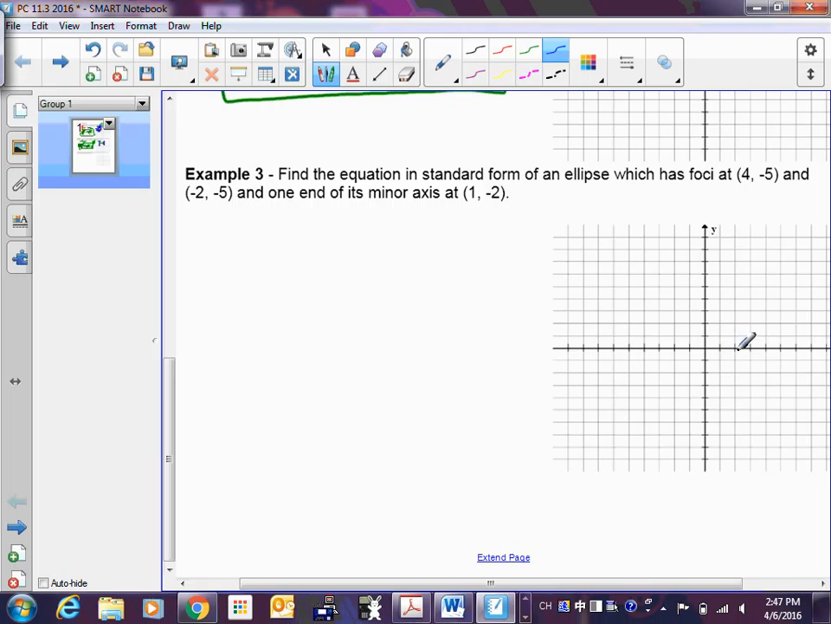Okay, so 1, 2, 3, 4. 1, 2, 3, 4, 5. Make sure you label that with an F. And then -2, -5. And they should always line up, either vertically or horizontally. And then 1, -2. It's a co-vertex. Remember, minor axis is co-vertex, major axis would be vertex.